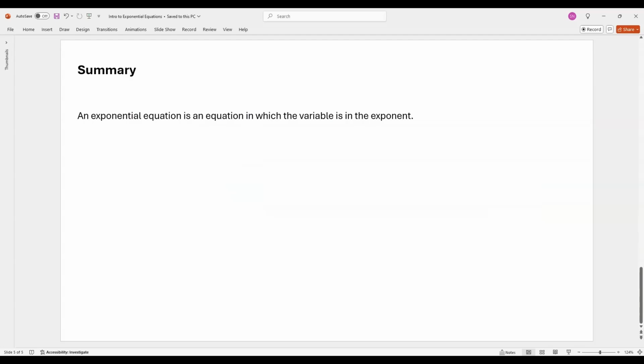So in summary, remember that an exponential equation is an equation in which the variable is in the exponent.